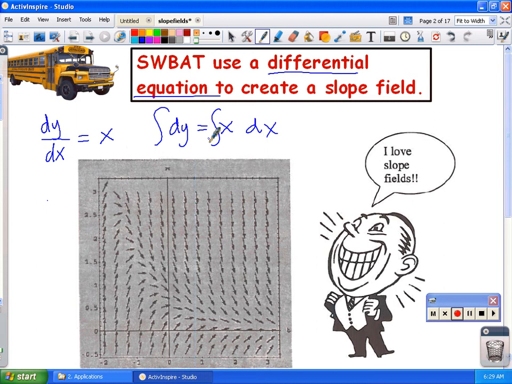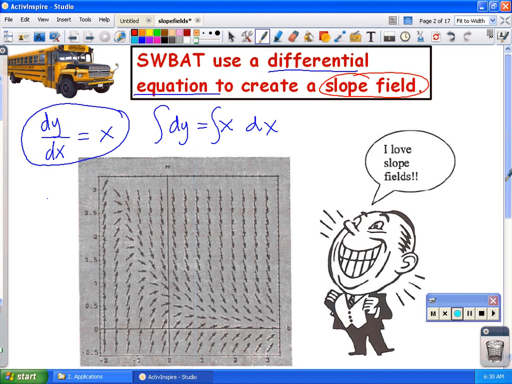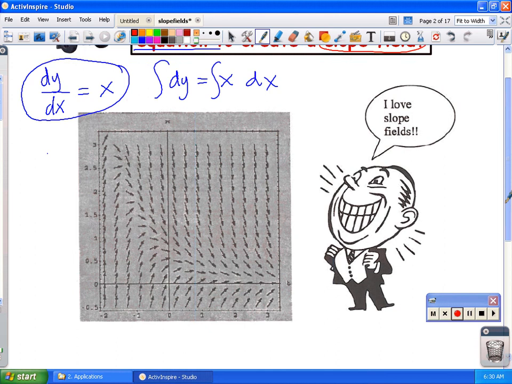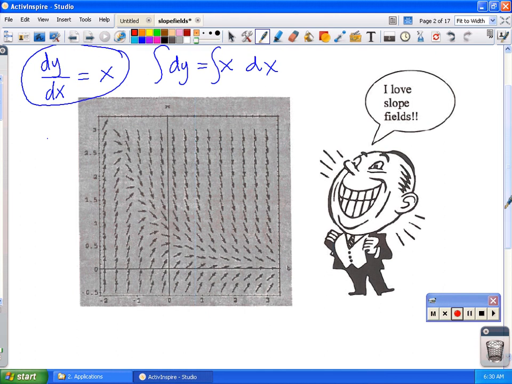So we'll start with a differential equation, and we're going to create a slope field. So in other words, we're going to start with a derivative, and we're going to use a derivative to create a slope field. Well, then the question would be, what is a slope field? Well, believe it or not, a slope field is literally a field of slopes. Not like the movie Field of Dreams, but a field of slopes. So if you look at the front cover of your packet, I have an example of a slope field.